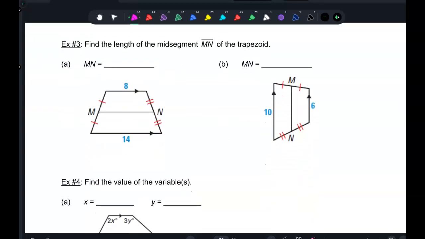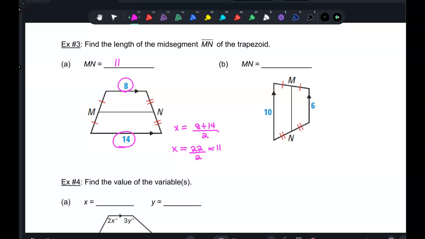So let's see, find the length of the midsegment MN of the trapezoid. So here's MN. Maybe some students prefer to put an X here. So X is going to be the average of 8 and 14. If I take 8 and 14, add them and divide by 2, so 8 plus 14 gives me 22. 22 over 2 is 11. So the length of MN is 11.